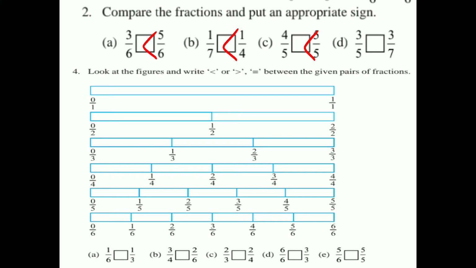Greatest is the number which is smallest in denominator will be considered biggest one. So 3 by 5 is greater than 3 by 7. Smallest will be considered biggest one.